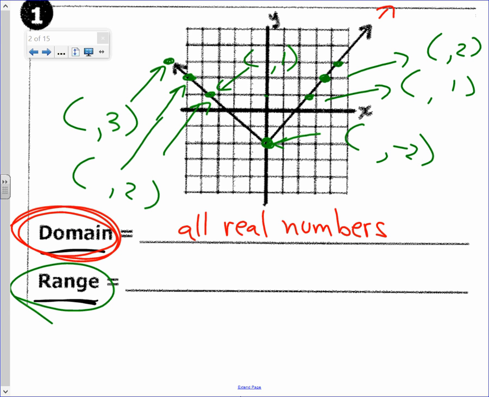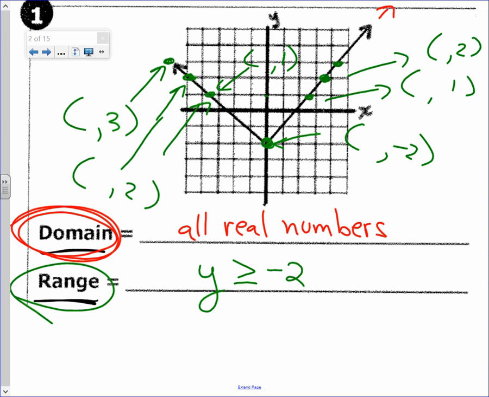So the range then, look at the way I'm going to write the range. I'm going to state all the values y can be on this function. Look at what I'm going to write. Y is greater than or equal to -2.